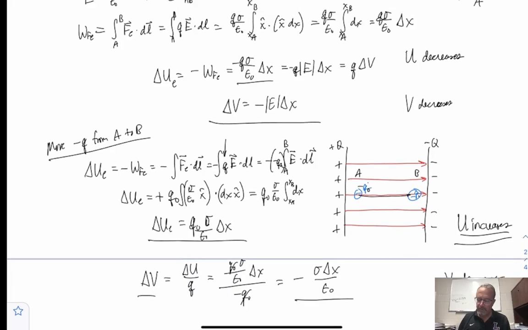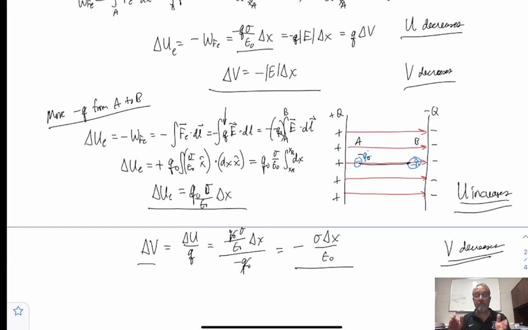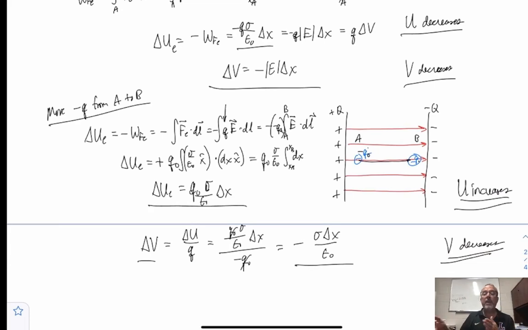And that tells you something. What it tells you is that the potential, the voltage, is independent of what kind of charge you have in the system. Whether I have a positive charge or a negative charge, it doesn't matter. The potential is a quantity that is completely independent of any test charge, whereas the potential energy does depend on the test charge.